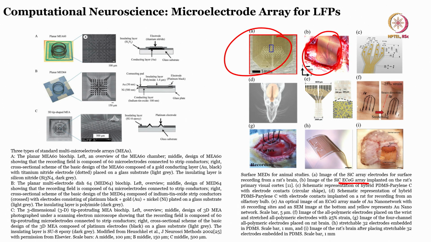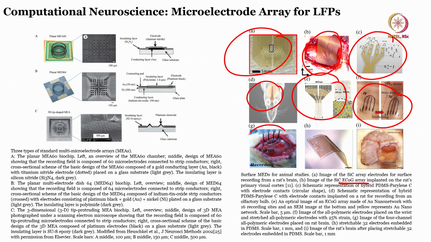And then you have a schematic representation of the hybrid PDMS parallel electrode contact, right over here. And then we have an optical image of ECoG made of Au network and olfactory bulb, it is right over here. Then we have F, image of all polymeric electrodes placed on the wrist and stretched all polymeric electrodes with 25% of strain, you can see here. Next one is the image of 4-channel all polymeric electrodes placed on rat's brain. Next one is touchable 32 electrodes embedded in PDMS, you can see here.